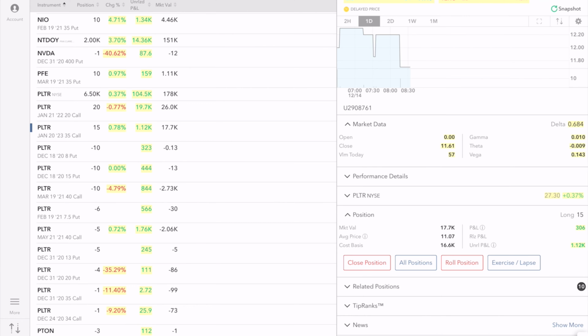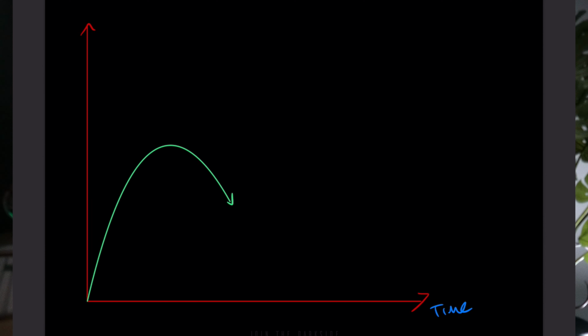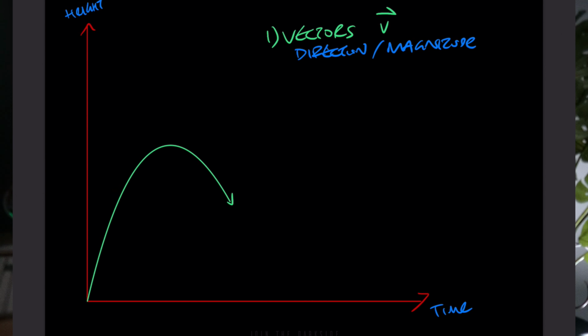For the axes here, we'll put in time and height. And then we'll show a concept called vectors. A vector is a force that has a direction and a magnitude. At any moment of time along this projectile, we have a vector that goes along the curve. So we have something like this here, like that here, and then here and here.